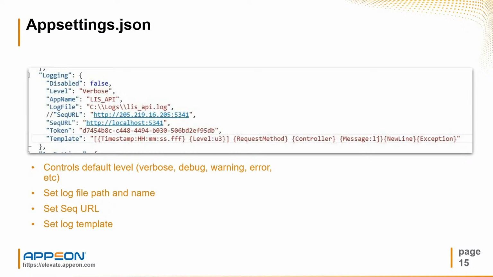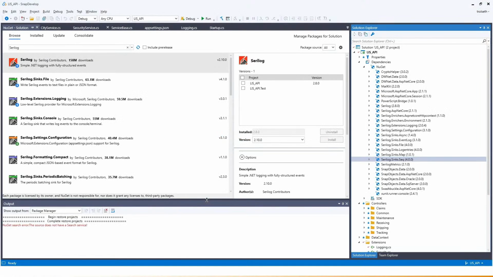The Seq URL, in this case I've got it loaded locally, so notice that in this instance, I've got a localhost with the port, and that's the port that Seq is running on. And a template, this is very important. This is going to control the look and feel and layout of the physical file that gets written, and we'll take a look at that in a little bit. So let's move on to SnapDevelop, and we'll look at some code in a little more detail.